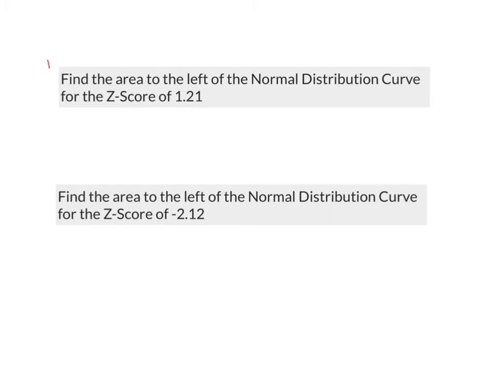So we've got a question here. Question 1. Find the area to the left of the normal distribution curve for the z-score of 1.121. So we're looking for a z-score equal to 1.21. Notice we've got 3 decimal places here. So this would be area equal to 0.88. Now you could do 2 decimal places, so it'll be 69% because it was 686.